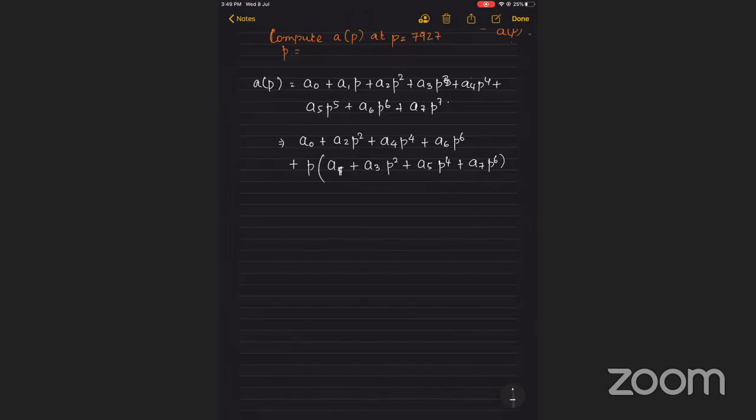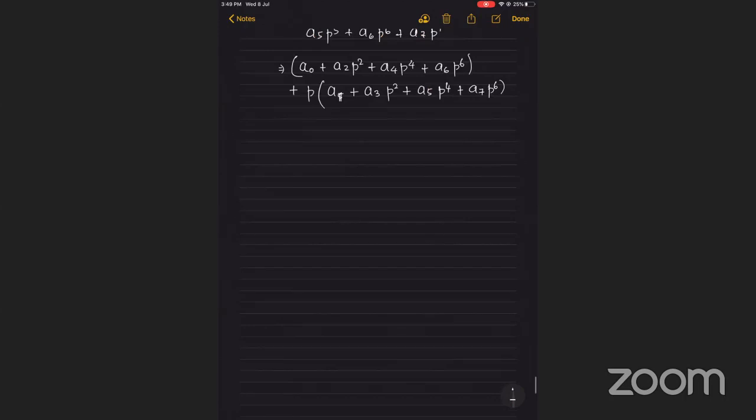I have collected all the even powers and the odd powers. Suppose I again tell you to evaluate at P equal to 7927, it is still a problem, because P power 7 and P power 6 make no difference. If I can calculate P power 6, I can actually calculate P power 7. So I still go for one more iteration.